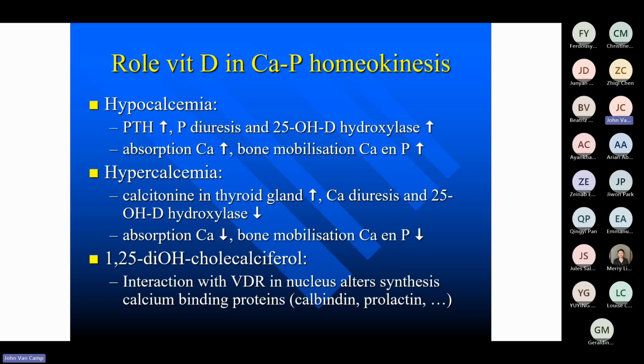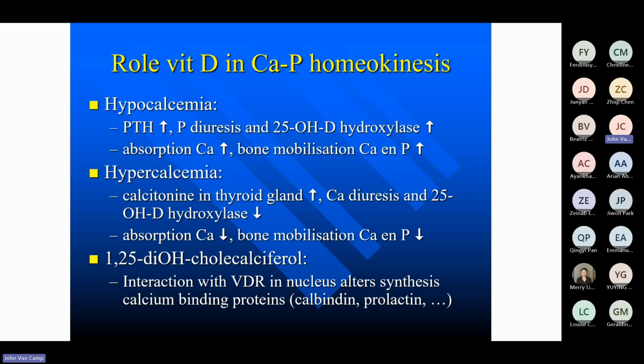Second option, hypercalcemia, too much calcium in the blood. In this case, another hormone will play a role, which is calcitonin. You will have calcium diuresis, which actually means that there is more calcium loss in the urine, and you have less activity of 25-hydroxy-dehydroxylase. So you don't activate vitamin D, so it means you don't have any absorption of calcium in the small intestine. And the bone mobilization will be increased, so in this case, calcium and phosphorus can be incorporated into the skeleton to produce more bone.